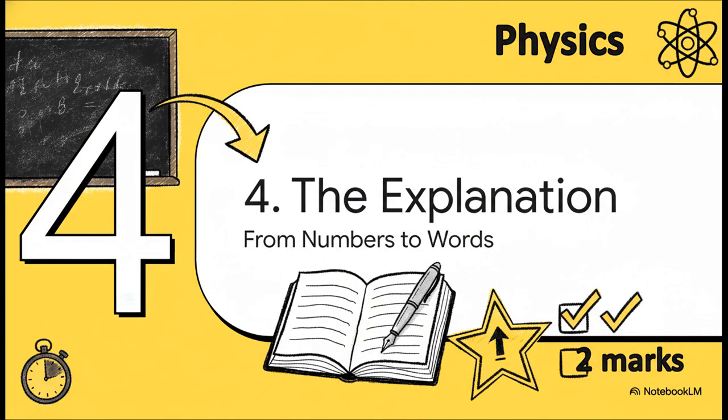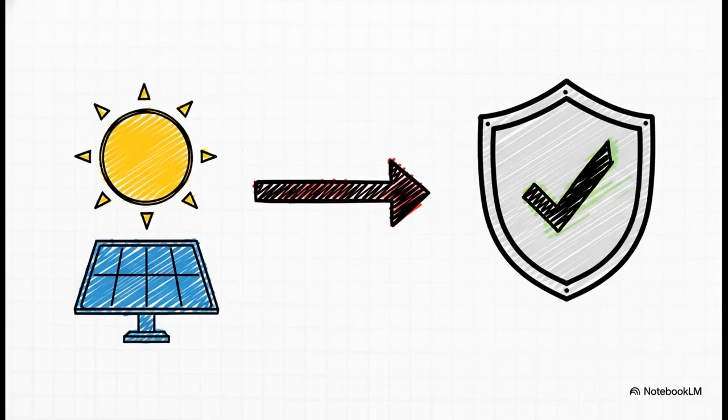Okay, time to switch gears. We're moving away from the calculator and into a written explanation. So how do you nail a 2-mark descriptive answer? Let's look at part 4.3. The question is, explain why adding a solar power system improves the reliability of the electricity supply. So this time, it's not about punching numbers into a calculator. It's about applying what you know about physics to a real-world problem and explaining it clearly.